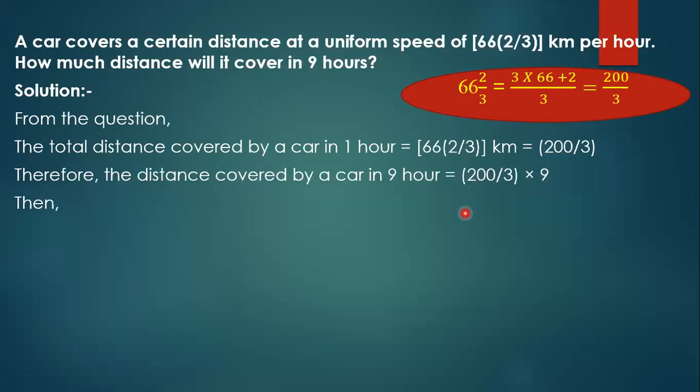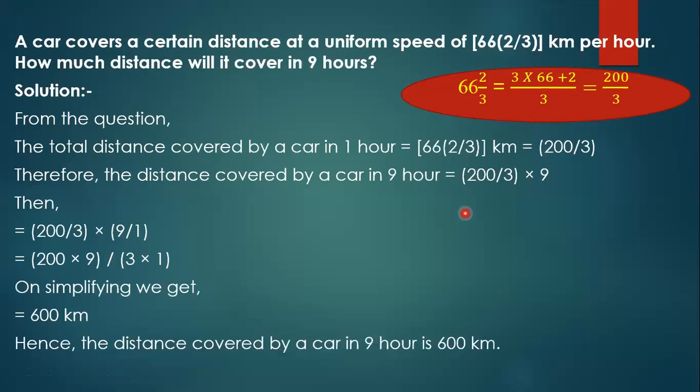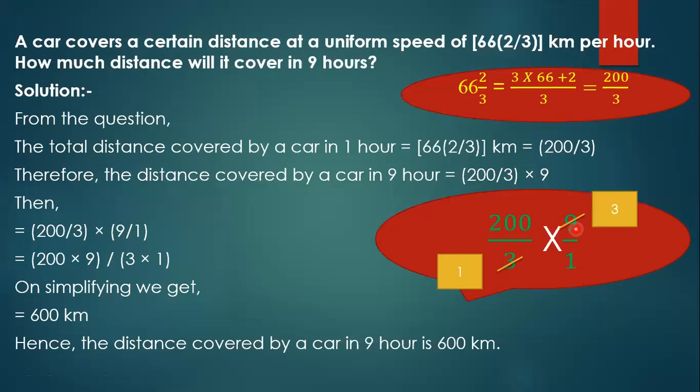Alright. I have told you that instead of doing this, I prefer the cancellation method. I write 200 by 3 multiplied by 9 by 1. I see that in 3's table 1 time, 9 goes 3 times. So I'm going to cancel: in 3's table 1 time and 3's table 3 times. What do I get? 200 multiplied by 3, which is 600 kilometer. So if a certain car covers a distance of 66 2 by 3 kilometer in 1 hour, the same car will cover a distance of 600 kilometers in 9 hours. Isn't that easy, children?